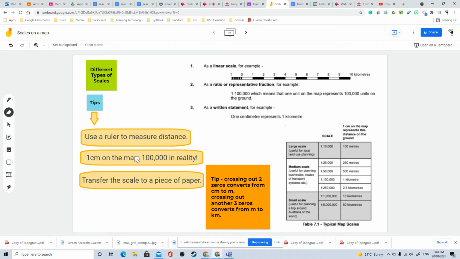Okay, welcome to lesson number 7. In this lesson, we're going to learn about the different types of scale. There are 3 main types of scale. First one is a linear scale. That's what we have here.